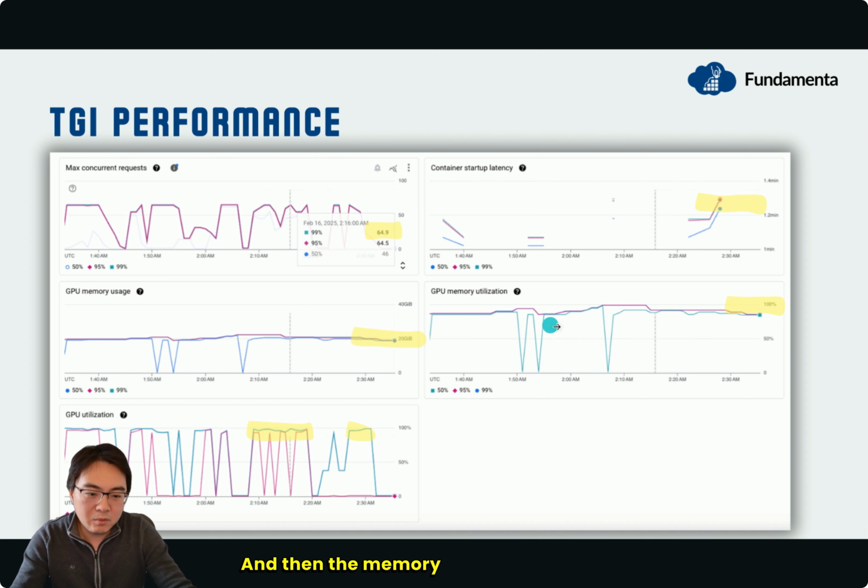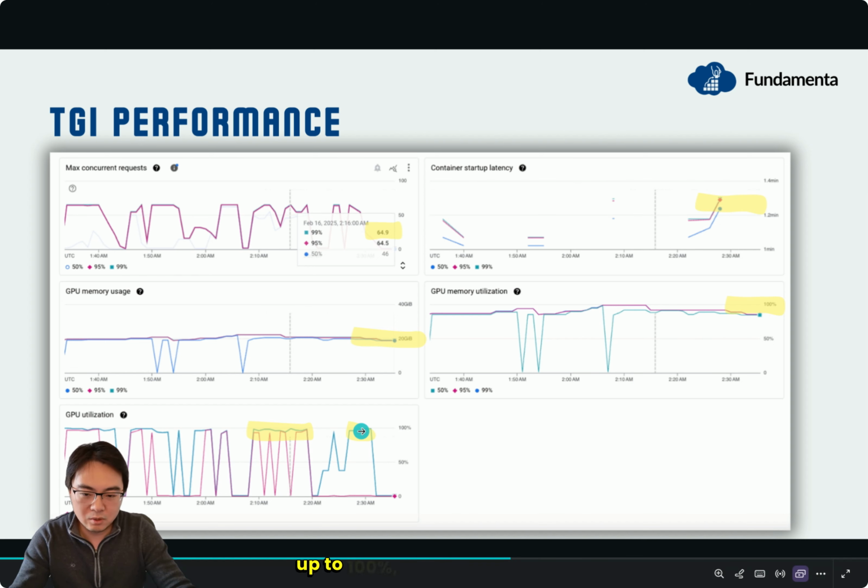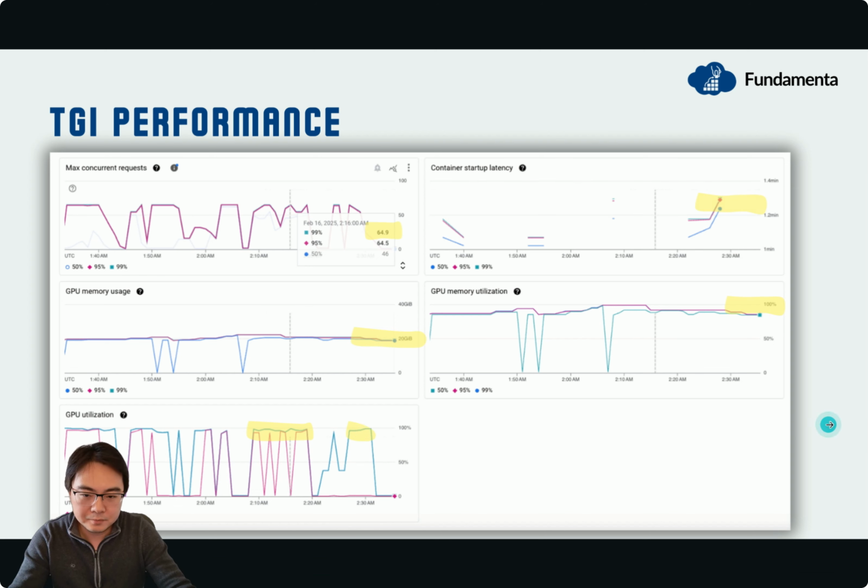And then the memory utilization is almost close to 100% at all times. This is what you want to see, because with the other ones, especially when I was running Ollama, it was very low down here. It wasn't actually using much. So I think that's the major reason why the concurrency was very low. You can probably tune it, but this is not something I have to do at all with TGI, right? It's just automatic. And the GPU utilization still goes up to 100%, which is expected.